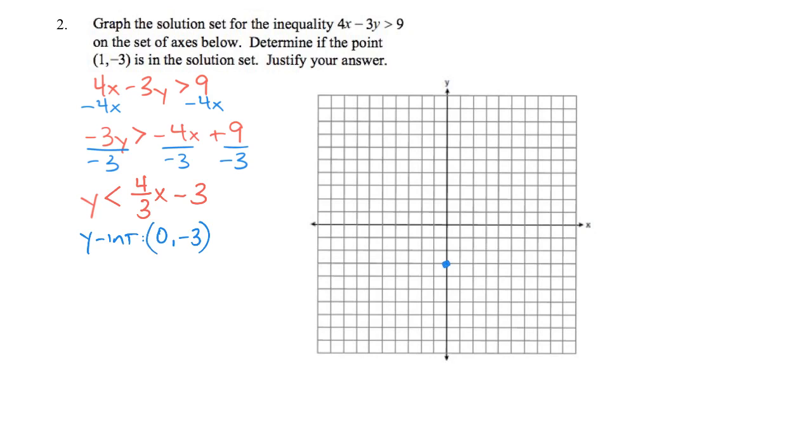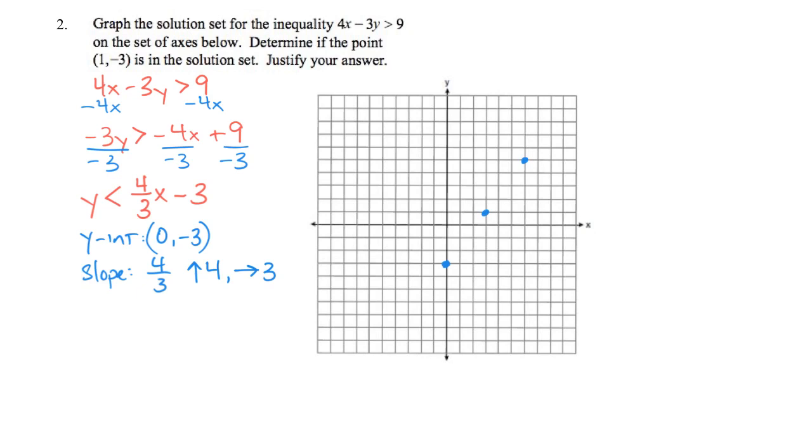And my slope is 4/3. Remember, slope is rise over run. So my slope in this case is going to be up 4, right 3. From my y-intercept, I'm going to count up 4 and then right 3. Up 4 and right 3.